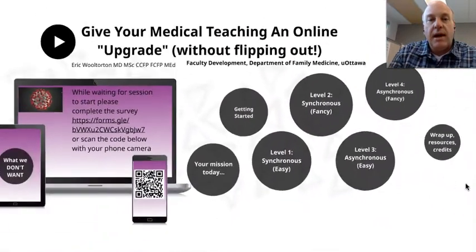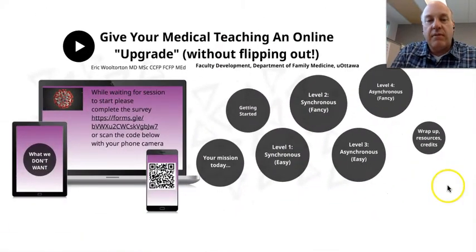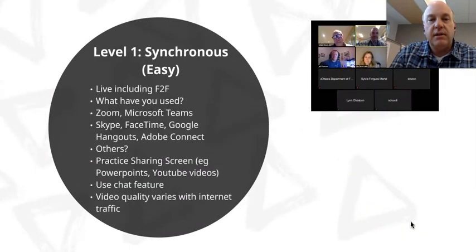So now on to the 4 levels. The 4 levels I've divided it up into are synchronous easy, which means you're doing it at the same time and it's easy, synchronous fancy, asynchronous easy, and asynchronous fancy. So let's just go through that.